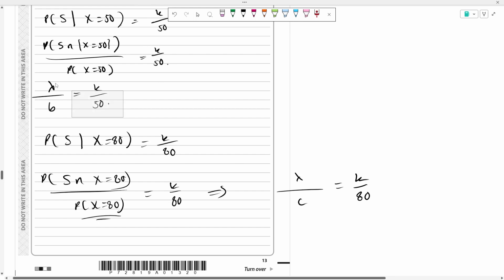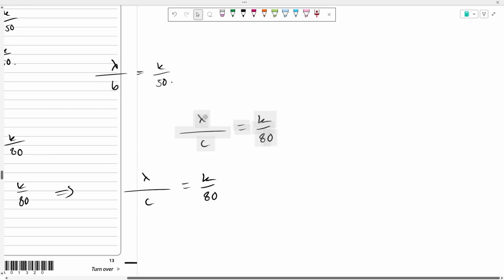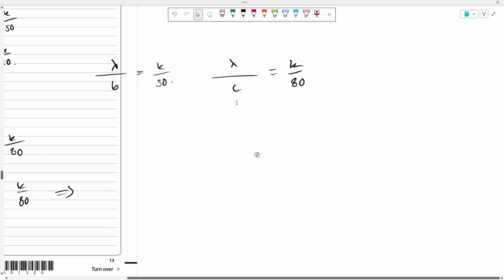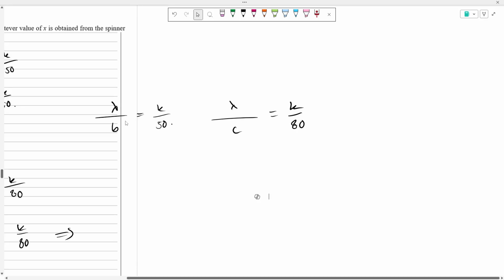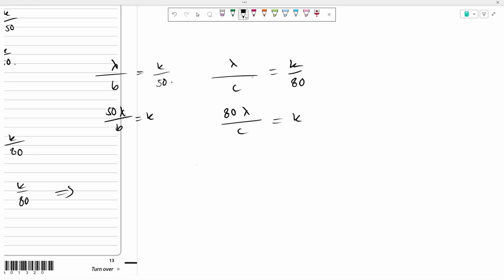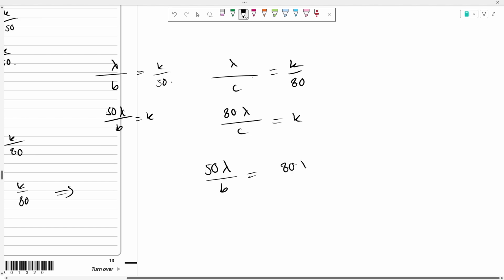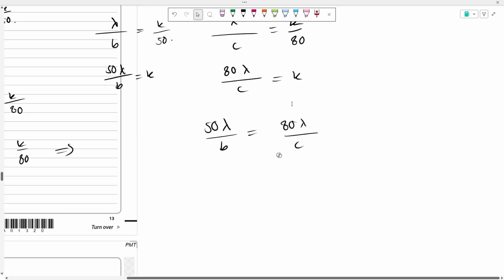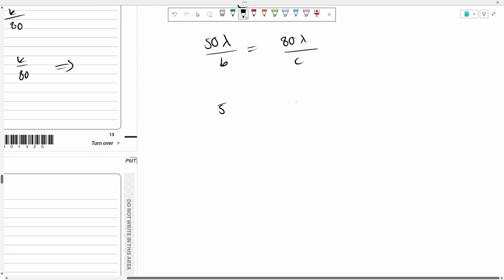Now we have some sort of simultaneous equations that we can potentially work with. We've got lambda over B is equal to K over 50, and lambda over C is equal to K over 80. We need to get rid of the K's and the lambdas somehow. So what I'm going to do is rearrange both of these for K. So I end up with 50 lambda over B is equal to K, as I have just multiplied by 50 on both sides. Similarly here, 80 lambda over C is equal to K. And I'm going to equate these both together. So I end up with 50 lambda over B is equal to 80 lambda over C. And you can see we have lambdas on both sides, so I'm just going to divide through by lambda. 50 over B is equal to 80 over C.